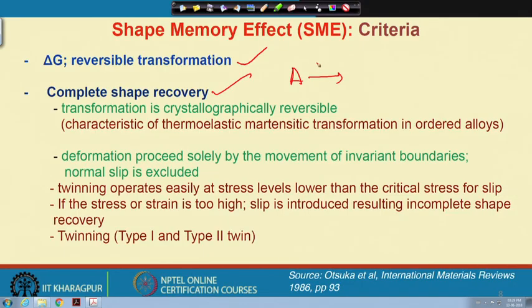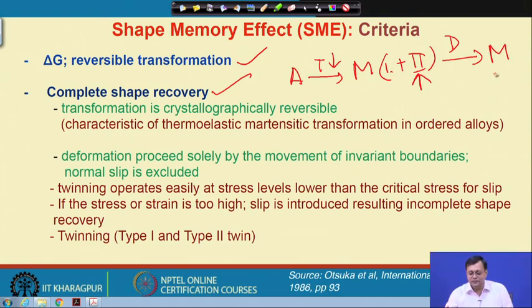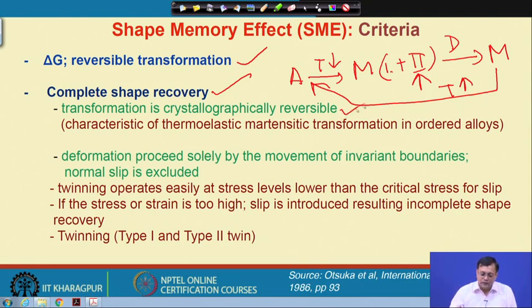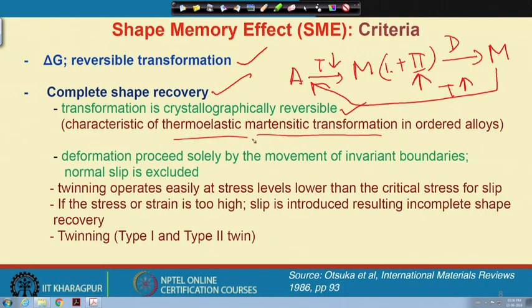Okay. So, what I want to mean is that I start with austenite, I cool it. So, I decrease the temperature, I get martensite with one or two types of twin, then I plastically deform it, and after deformation one type of twin has grown at the expense of the other, it still remains as martensite, then I increase the temperature and I get back the austenite. So, this is the complete shape recovery, when the transformation is crystallographically feasible and reversible. And this is the typical character which can only be achieved when these martensitic transformations are thermoelastic in nature. Okay. So, in ordered alloys, in most cases such behavior has been observed.